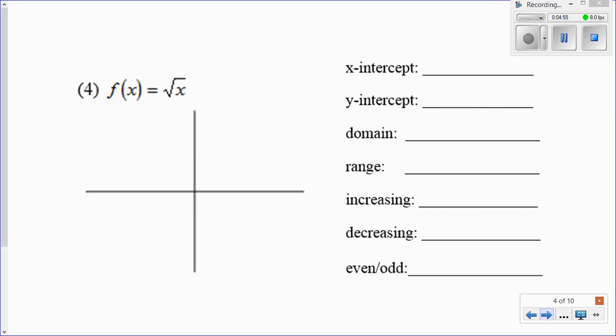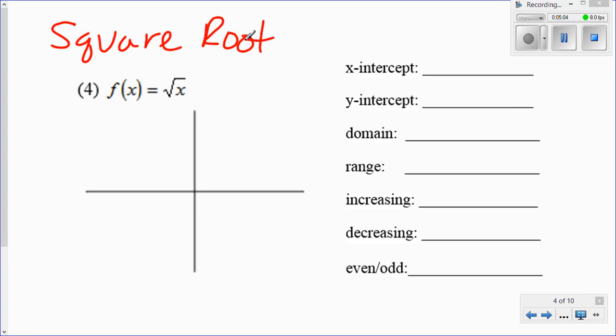All right, let's look at number 4. This is square root of x. So we would call this the square root function. And its graph looks like this. And it does actually go through the origin, or the origin is a point on the graph. So the x-intercept is 0, the y-intercept is 0. Now the domain this time, if you read the graph from left to right, your x values start at 0 and then continue to infinity.